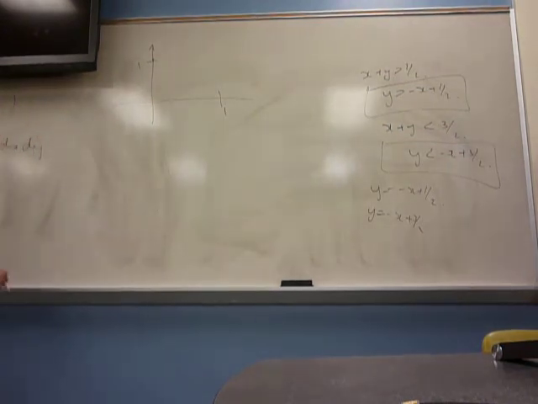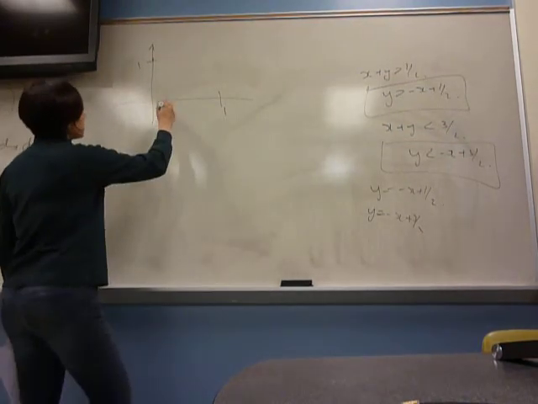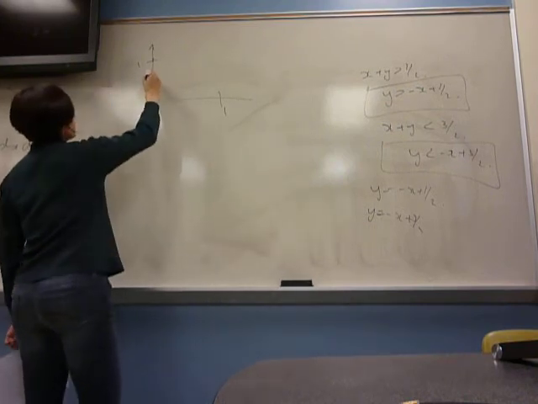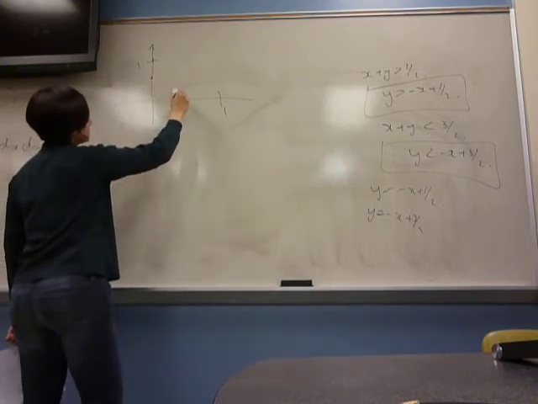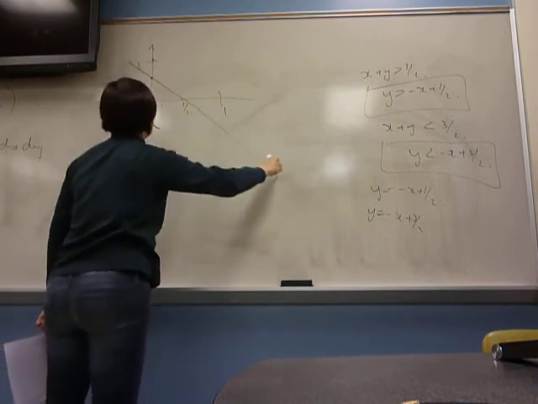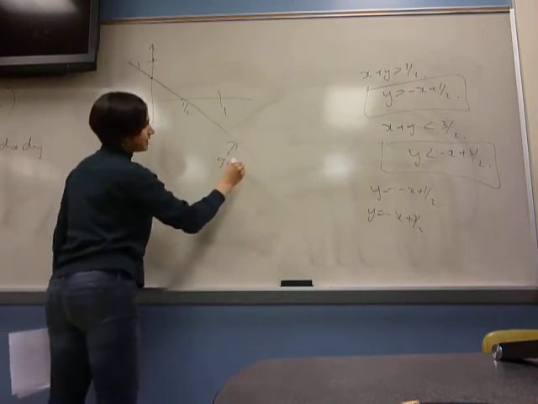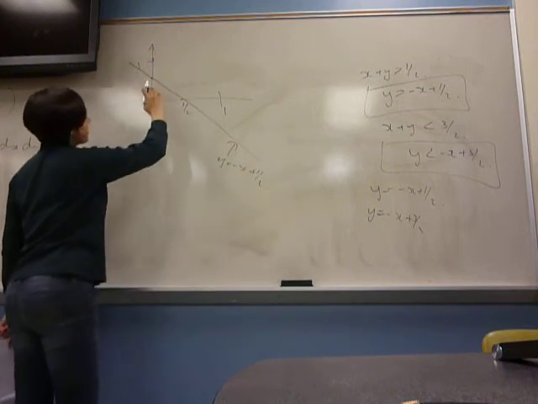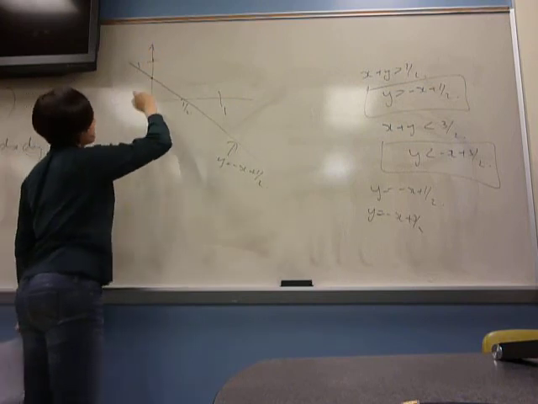So we draw this picture. For y equals negative x plus 1/2, when x is 0, you get 1/2 here, and when y is 0, you get x is 1/2. So this is the line y equals negative x plus 1/2. And then your line y equals negative x plus 3/2 is just the same line shifted up by 1.